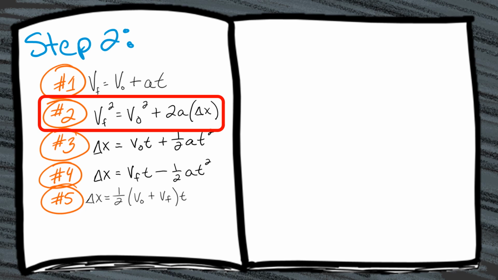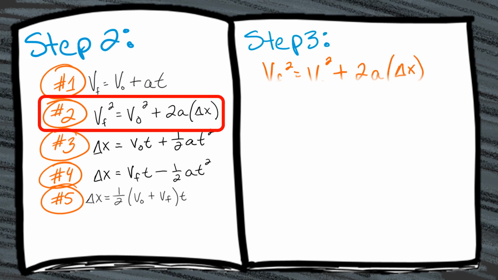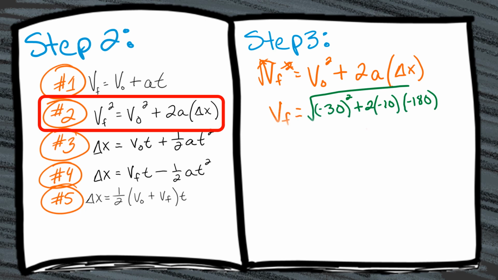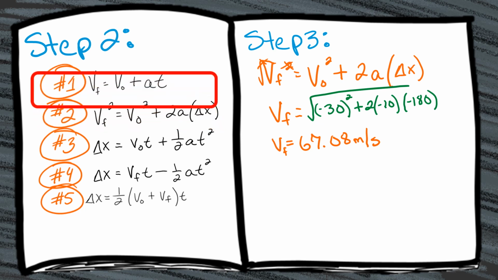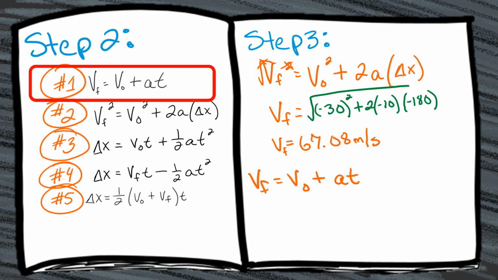Okay, so what's next? Right again, Alex, we must plug in our values and solve for final velocity, which means that we must get rid of the squared by square rooting everything, resulting in a velocity of 67.08 meters per second. That means that's going to be the penny's velocity when it hits the water. But what about the time? Which equation could we use to determine the time that it takes the penny to hit the water from the top of the well? Yes, Alex, equation number 1 would be a good choice.